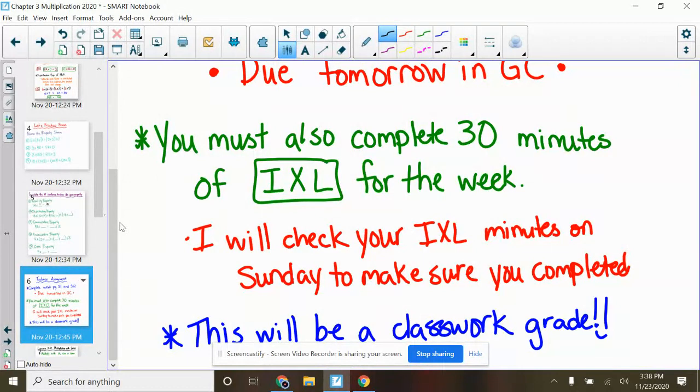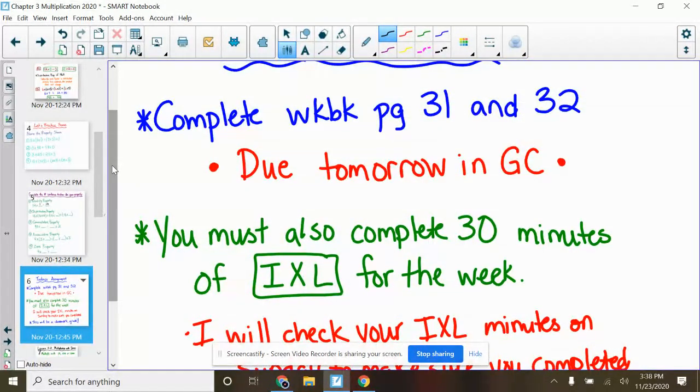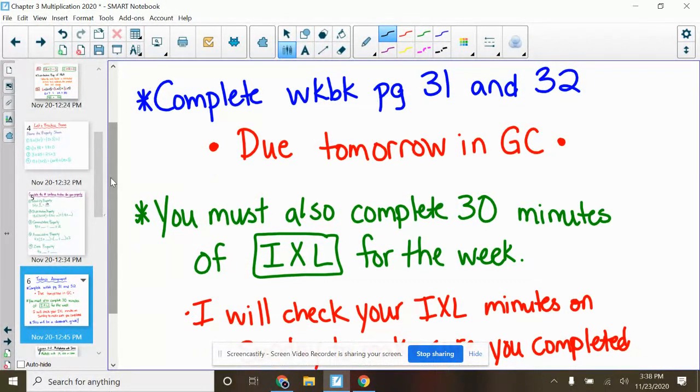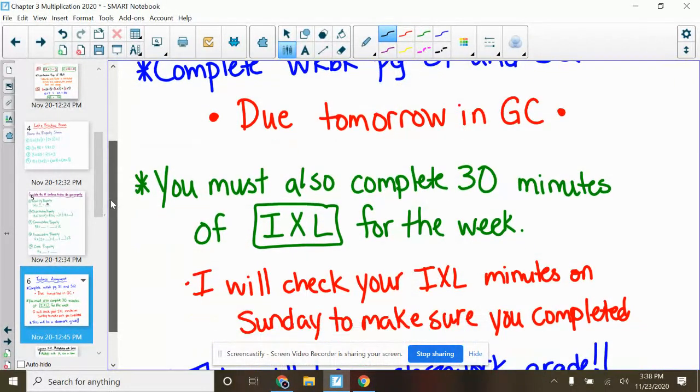Okay. So just to review, now that you have gotten all of lesson 1 finished, you have to complete workbook page 31 and 32. This is due to me tomorrow. And then you have the rest of the week to get your IXL minutes in before Sunday night.